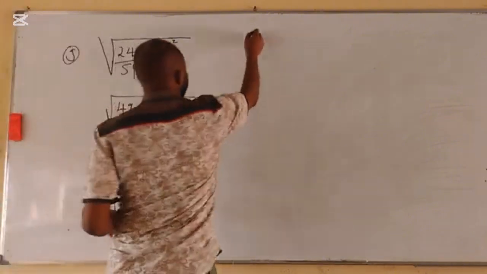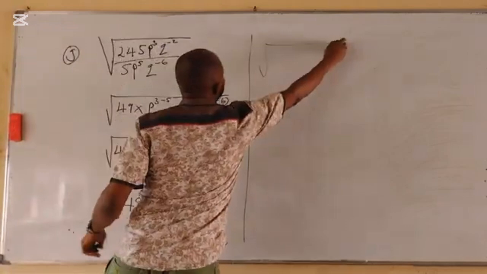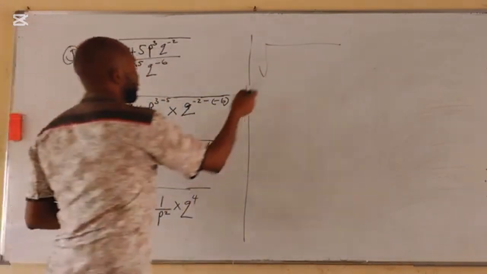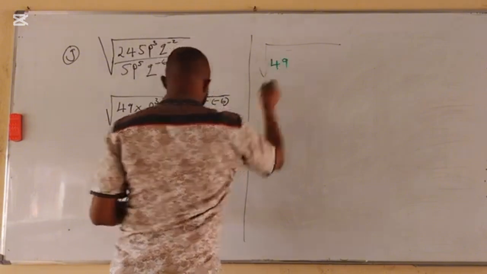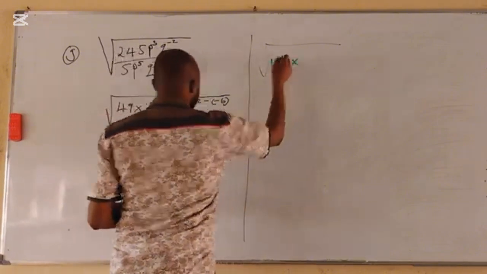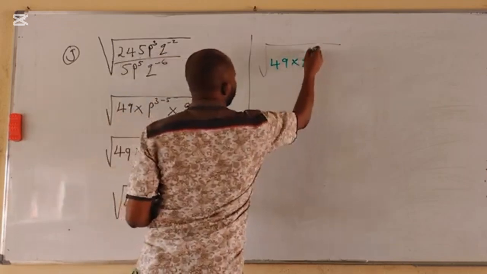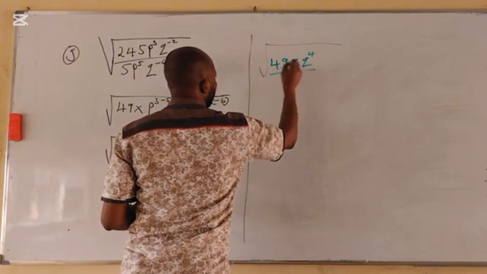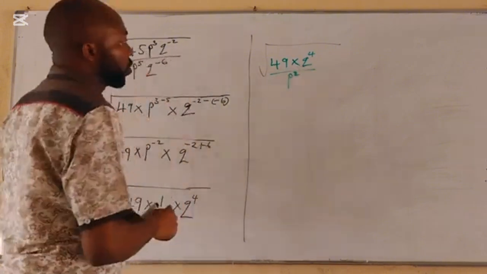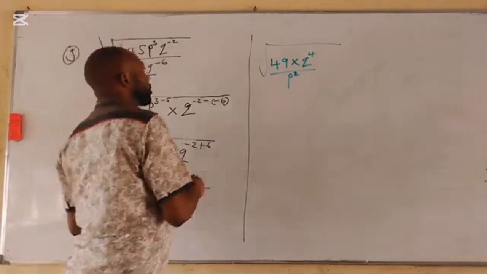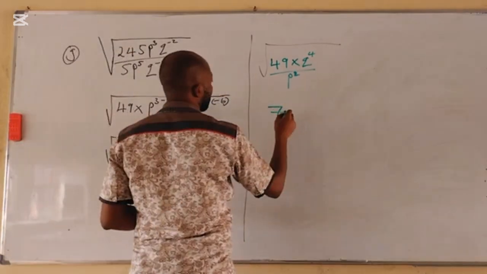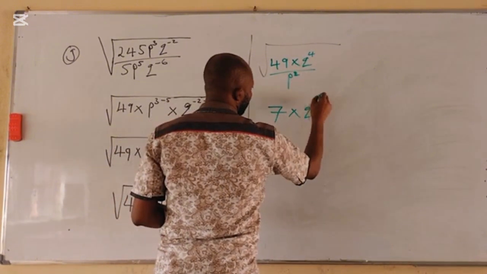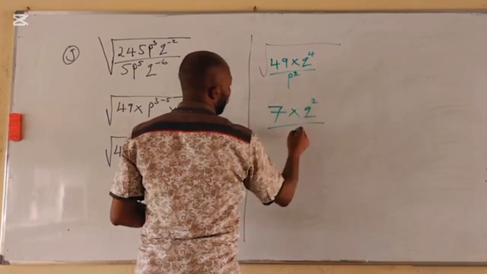So this is the same thing as the root of 49 times q raised to the power 4 over p squared. Now, what is the root? The root of 49 is 7, times the root of q to the 4, which is q squared, over the root of p squared, which is p.